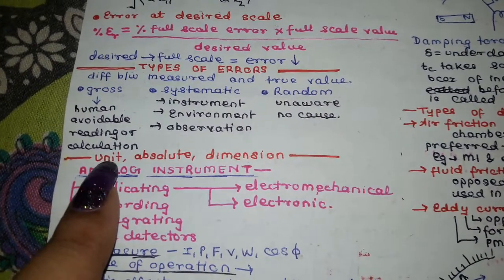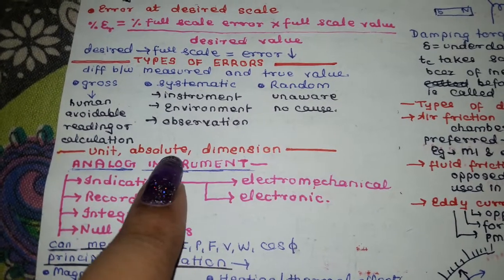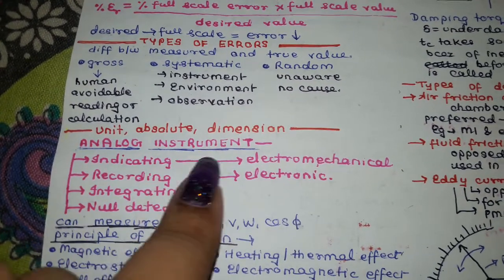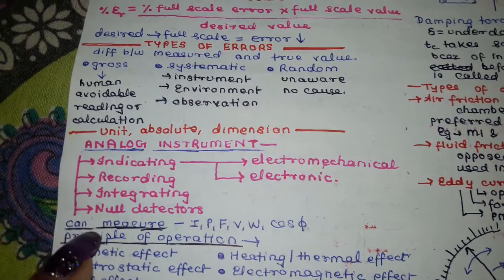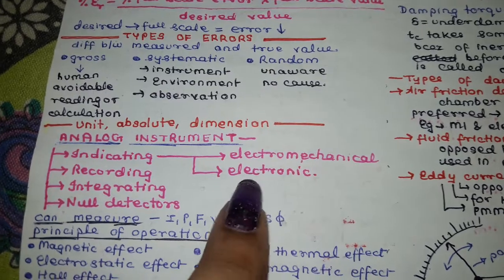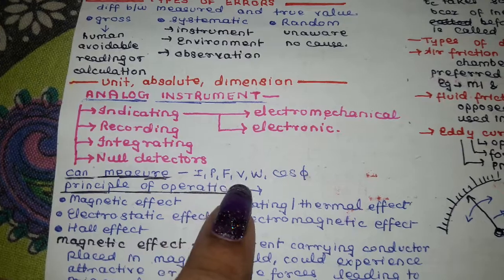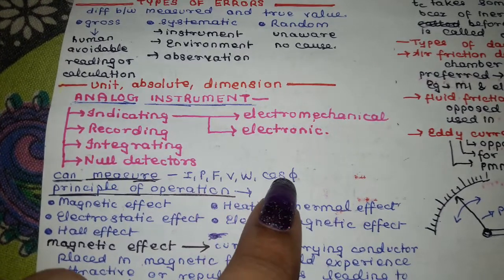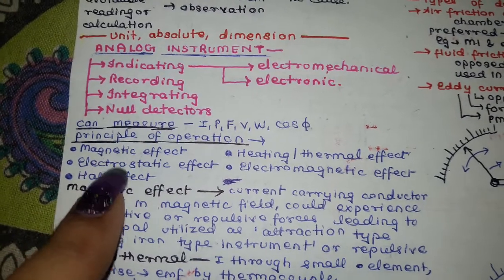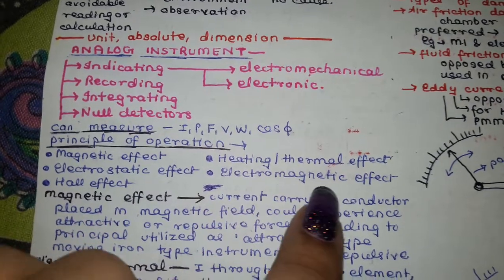Let's talk about unit, absolute, and dimension. Unit is the unit in which you measure something, and absolute and dimensions are pretty basic things. Then we have analog instruments: indicating, recording, integrating, and null type instruments. In indicating type instruments we have both electromechanical and electronic types. These instruments can measure current, power, frequency, voltage, energy, and power factor. The principles of operation utilized here are magnetic effect, electrostatic effect, Hall effect, heating or thermal effect, and electromagnetic effect.